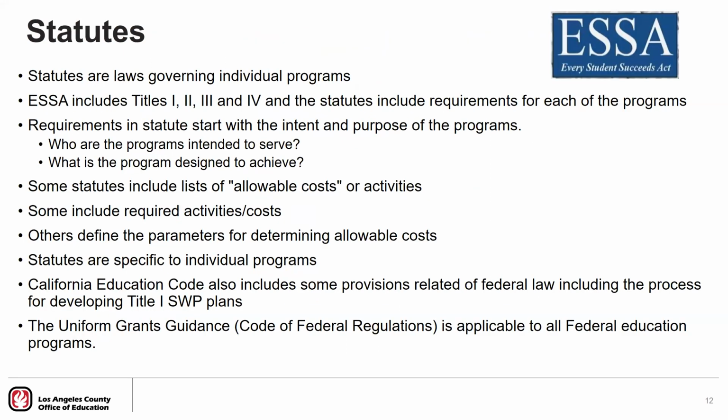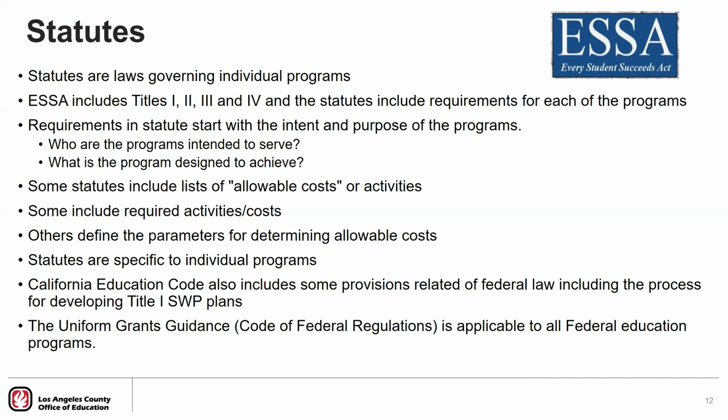So let's review some important facts about statute. Statute simply means the law establishing or authorizing the program. Titles 1, 2, 3, and 4 are sections of ESSA and describe the program requirements for each of these programs. They typically begin with the intent and the purpose of the statute, which sets the groundwork for the law. This will tell you who is meant to benefit and what the program is meant to accomplish. Some programs include lists of allowable costs or activities, such as Title III, and include both required and allowable activities. Others, like Title I, provide parameters for determining allowability of costs.